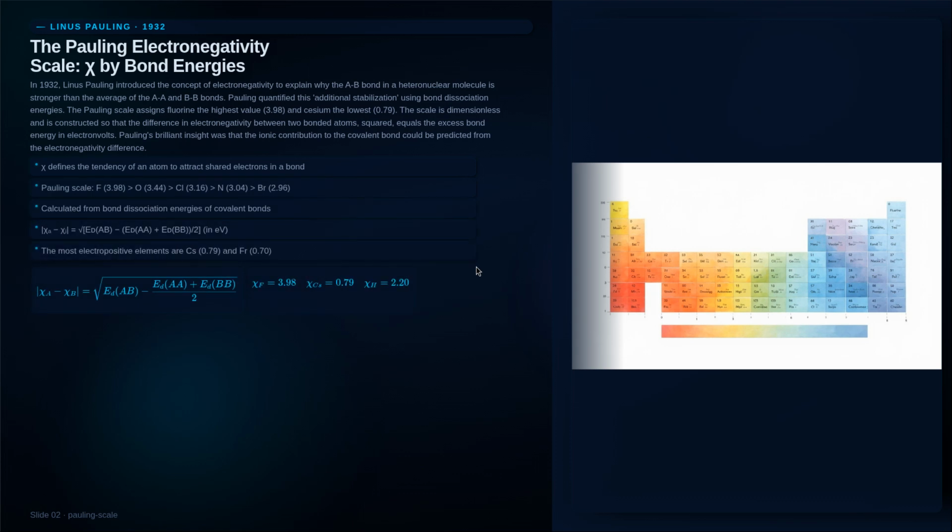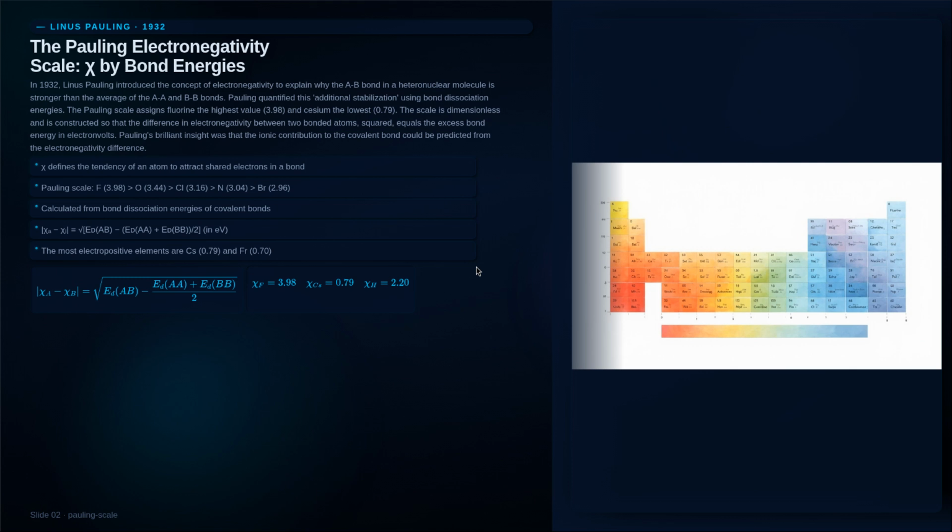The Pauling electronegativity scale was introduced by Linus Pauling in 1932. Pauling noticed that the bond between two different atoms is stronger than expected from the average of their homonuclear bonds. He quantified this additional stabilization using bond dissociation energies.